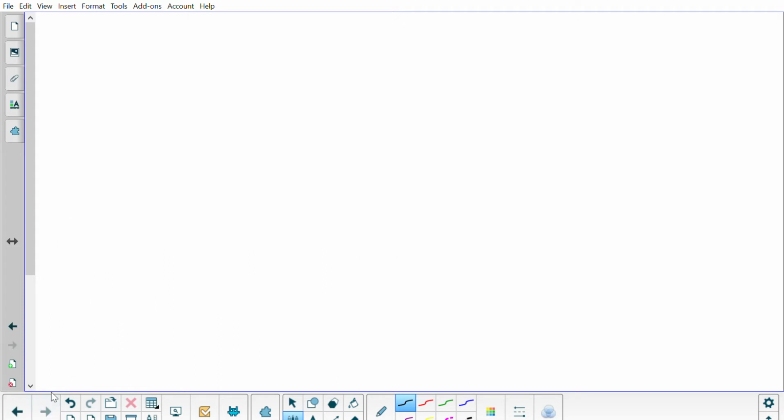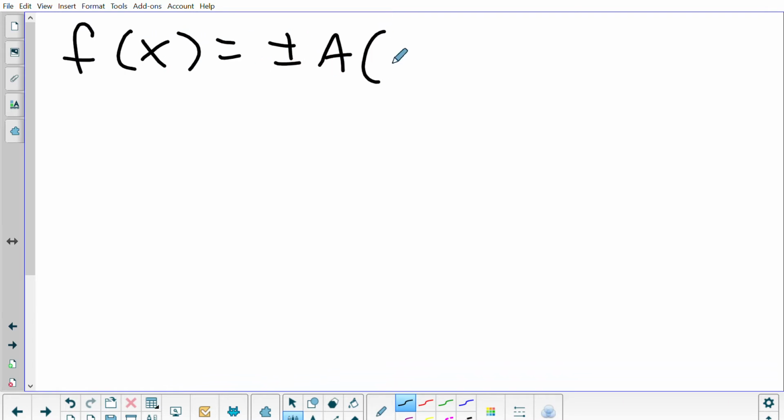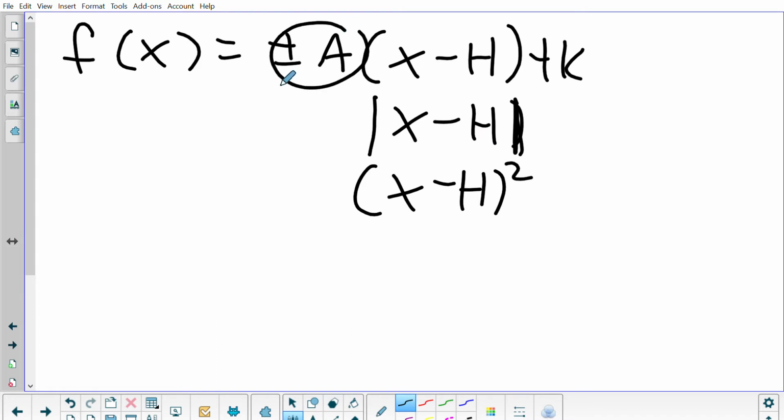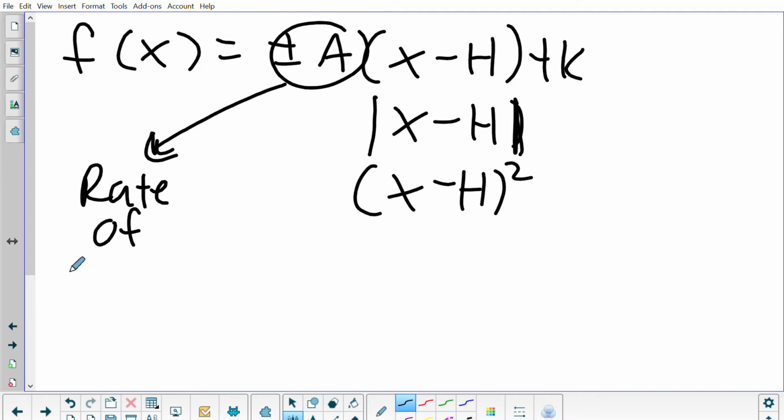So our equation to compare to the parent graph is plus or minus a, x minus h, plus k. If it's an absolute value, it would be absolute value of x minus h. If it was a parabola, it would be x minus h squared, but it's the same equation over and over and over again. a is our rate of change. This is confusing because it is not our average rate of change. So a way to view it is more like our slope.